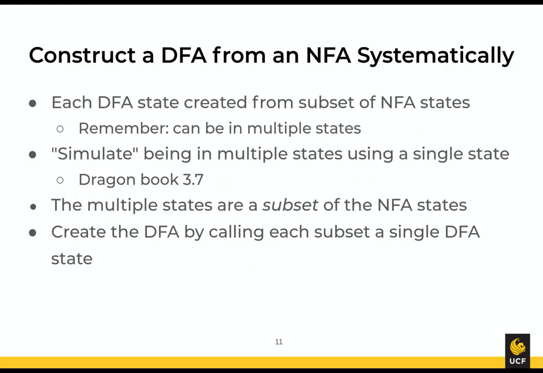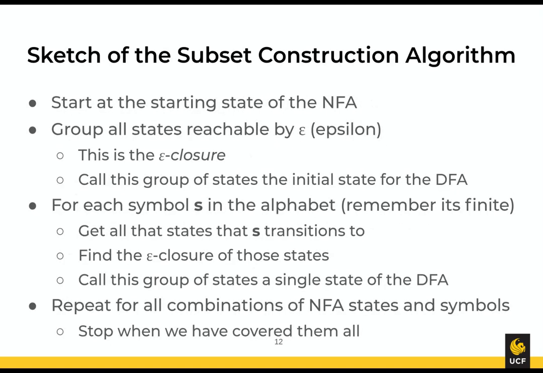We can also simulate being in multiple states at the same time. So if you have your transition table and it tells you to go to multiple states, you just have an array or a linked list that keeps track of all the possible states you're in at the same time. I'm going to do the subset construction. The simulation algorithm is also in the Dragon book, if you're interested. But I'm going to go through the subset construction algorithm. So this is just kind of a sketch of what this algorithm looks like.